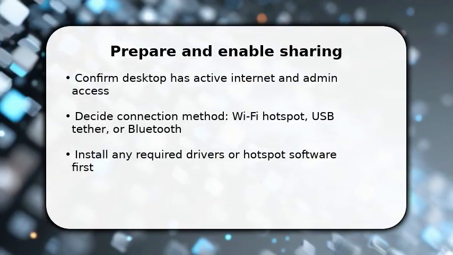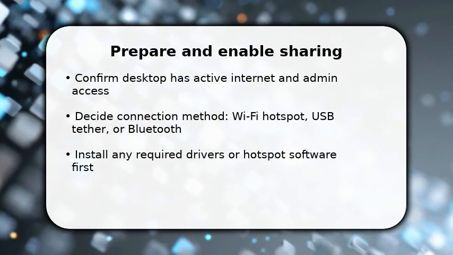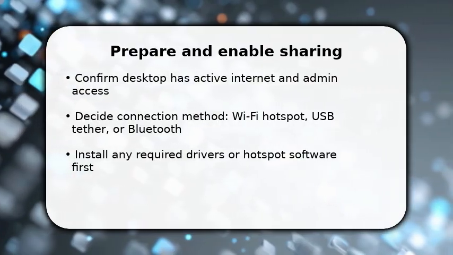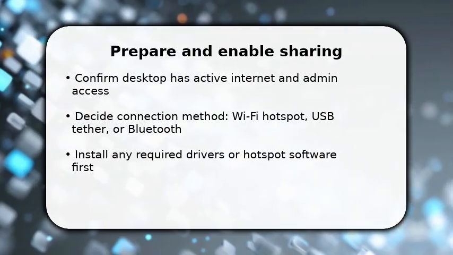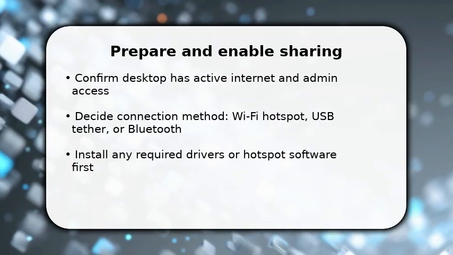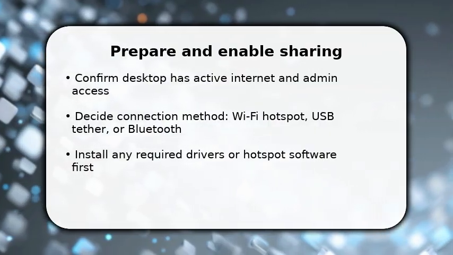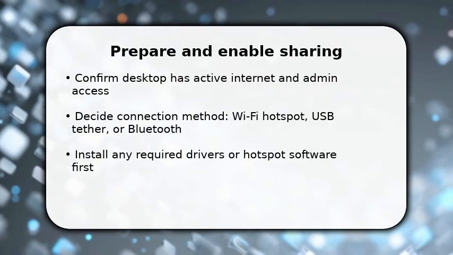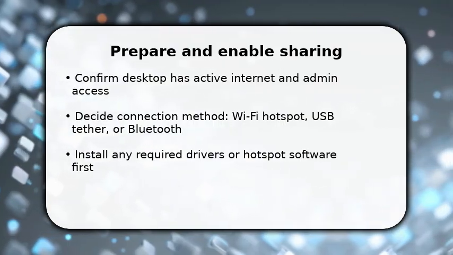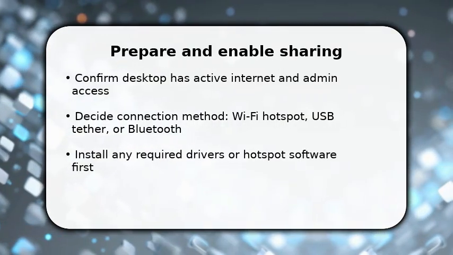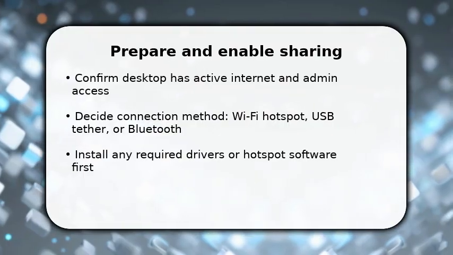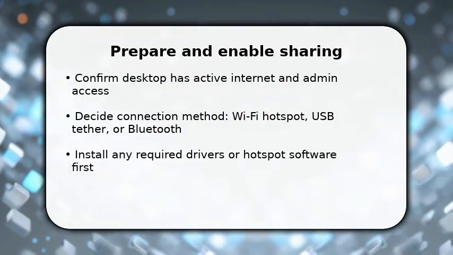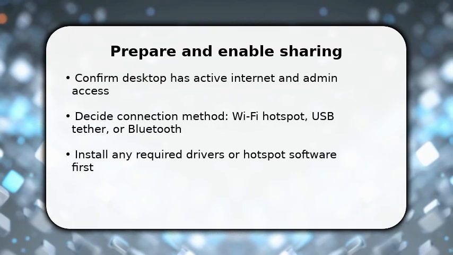You start by making sure your desktop has an active internet connection and admin rights. This lets you change network settings. Once done, choose a sharing method: Wi-Fi hotspot for multiple devices, USB tether for one stable link, or Bluetooth for low bandwidth needs. Make sure drivers or hotspot utilities are installed and updated, then enable the adapter you'll use. You'll now move directly into configuring the chosen method, so keep your mobile nearby and ready to connect.